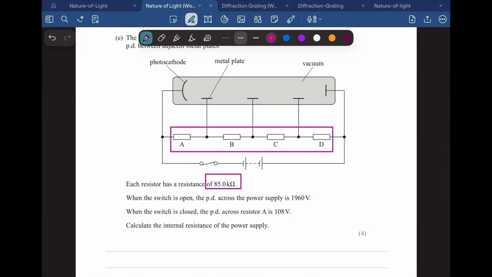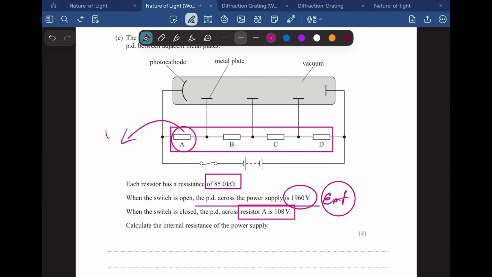In the next part it says when the switch is open, the PD across the supply is 1960 volt. So this is my EMF. Okay, this is my EMF. When the switch is closed, the PD across resistor A is 108 volt. So each and every resistor is getting 108 volt. As all of them have the same resistance, all of them will have the same voltage as well, an equal share of the voltage. Calculate the internal resistance of the power supply.